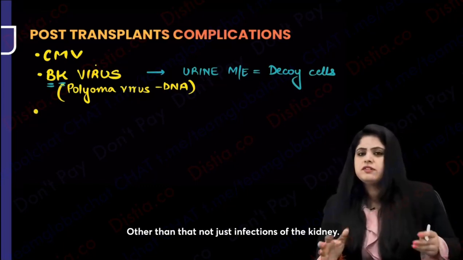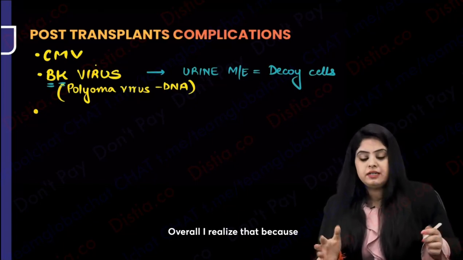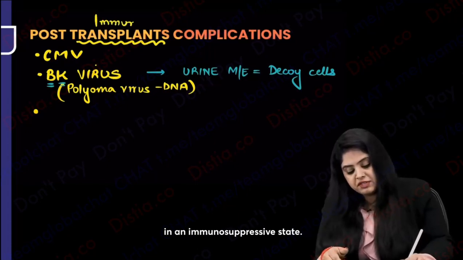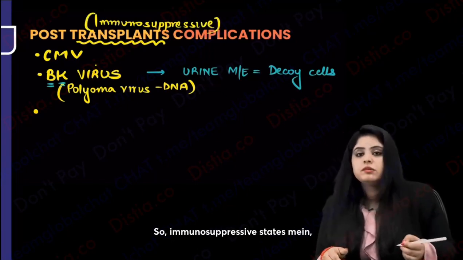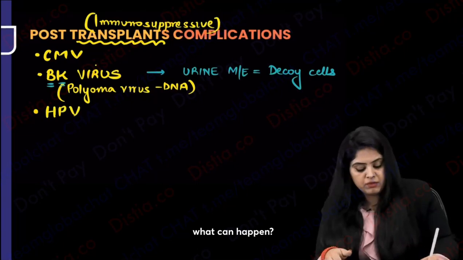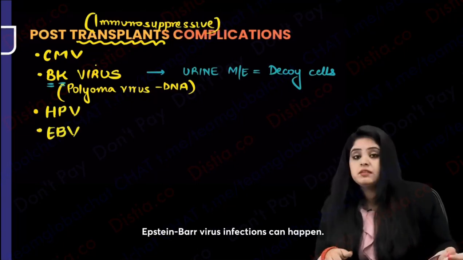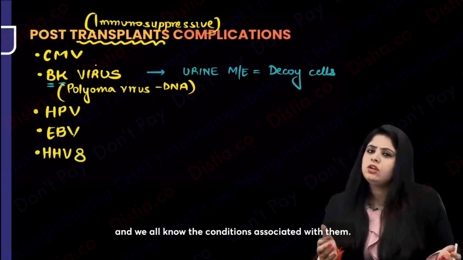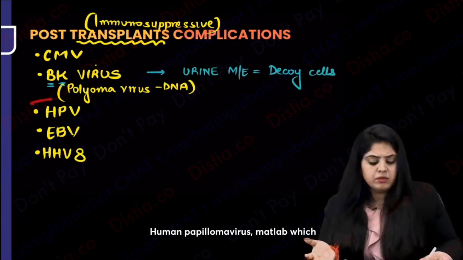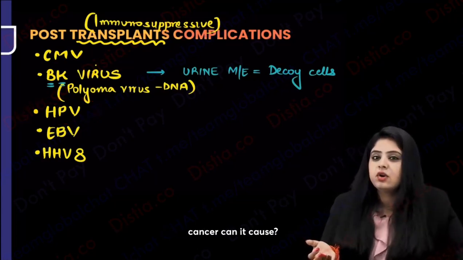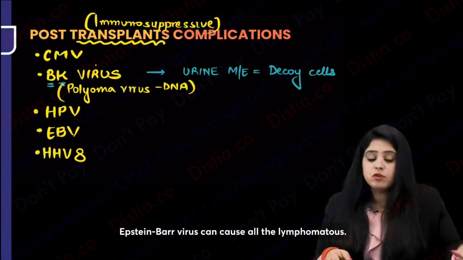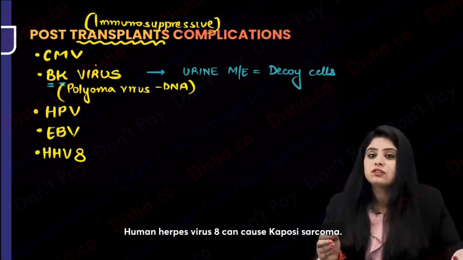Other than that, not just infections of the kidney. Overall, because of transplantation, the patient is going to be in an immunosuppressive state. So in immunosuppressive states, what can happen? Human papilloma virus infection can happen, Epstein-Barr virus infections can happen, HHV8 infections can happen, and we all know the conditions associated with them. Human papilloma virus, which cancer can it cause? It can cause cervical cancer. Epstein-Barr virus can cause all the lymphomas. Human herpes virus can cause Kaposi sarcoma.